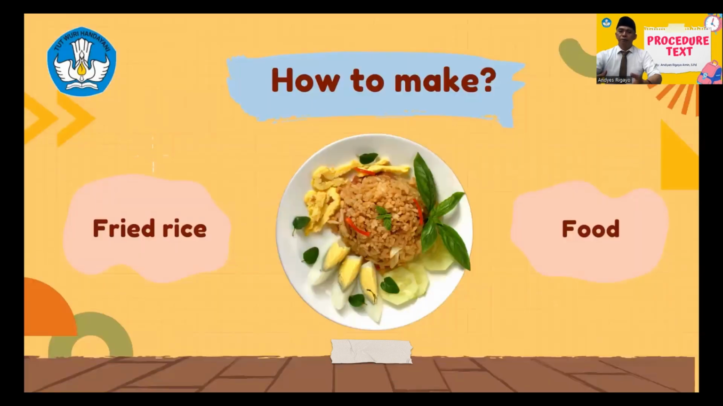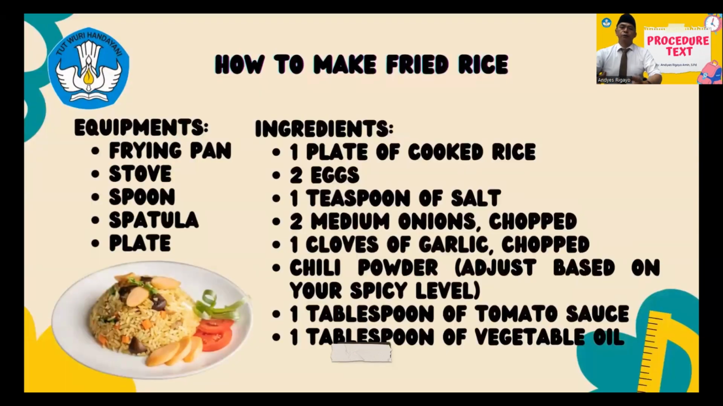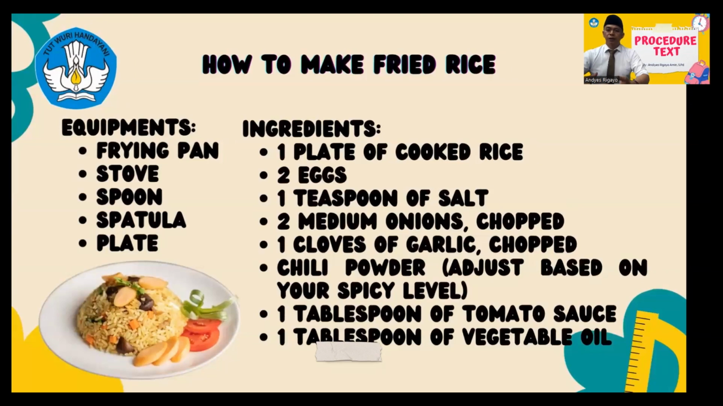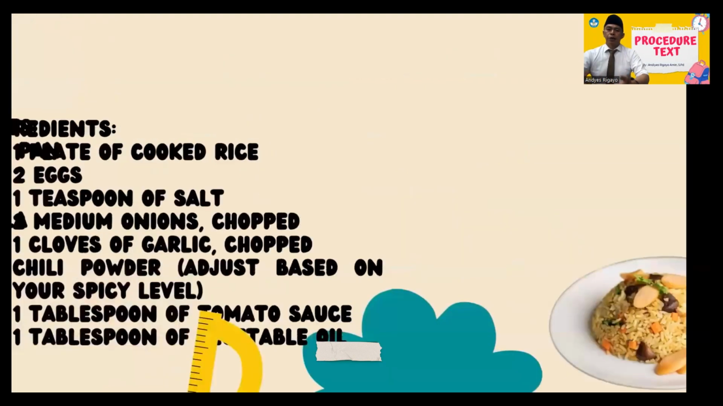This is the sample how to make fried rice. It's kind of food. Yeah, fried rice is kind of food. How to make fried rice? Equipment: frying pan, stove, spoon, spatula, plate. Ingredient: 1 plate of cooked rice, 2 eggs, 1 teaspoon of salt, 2 medium onions chopped, 1 clove of garlic chopped, chili powder, 1 tablespoon of tomato sauce, 1 tablespoon of vegetable oil. Nah, itu adalah alat dan bahan yang dibutuhkan on how to make fried rice atau membuat nasi goreng.